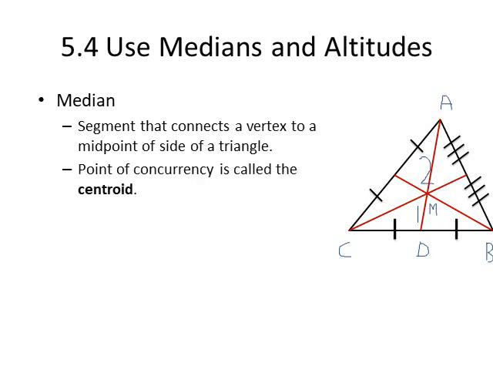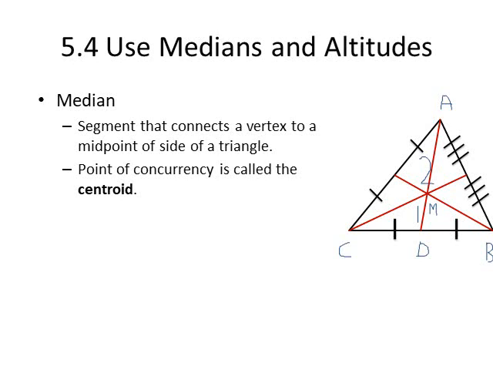The point of intersection of the medians, we call it the centroid, okay? Don't forget that. It is the point of concurrency of medians. What is the meaning of concurrency? Concurrency means the intersection of medians. The point of concurrency is called the centroid. What is the meaning of centroid? It is the point of intersection of medians.